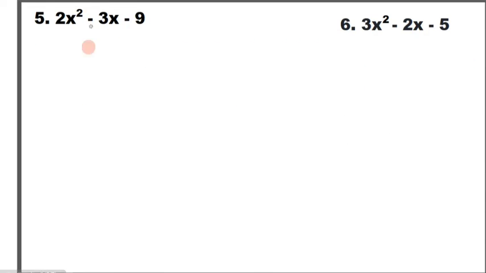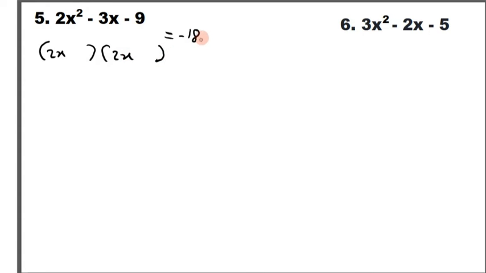So question 5. So we're going to do the same thing. 2 times minus 9, that's going to give us minus 18. So take note that the negative sign is always multiplied by whatever we have here. If there's a minus, you have to take note of the minus sign. So here we're going to write 2x, close the bracket, 2x, close the bracket.